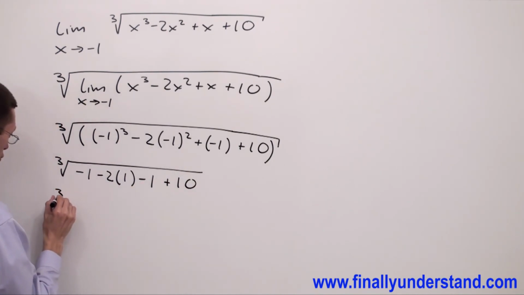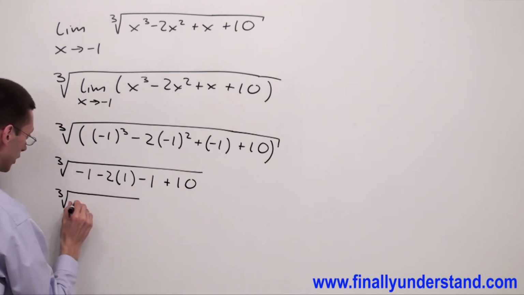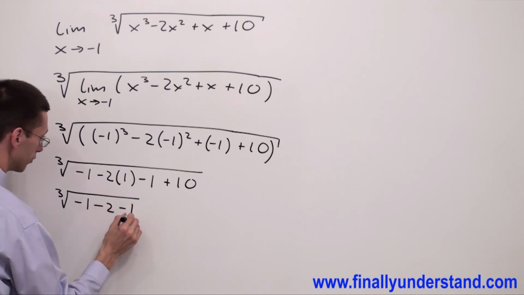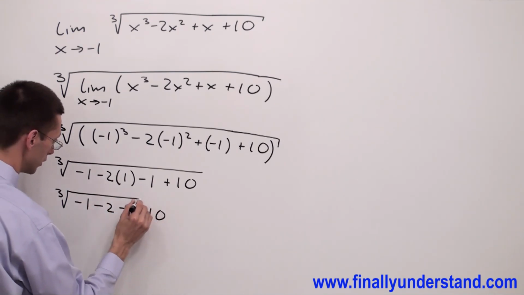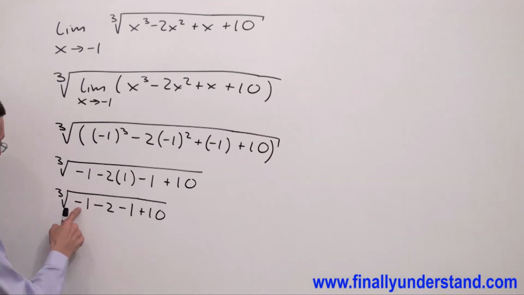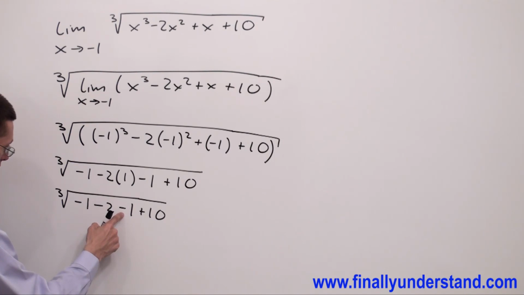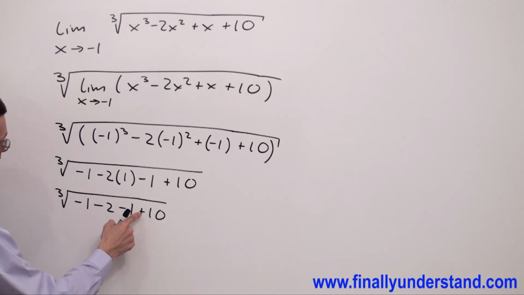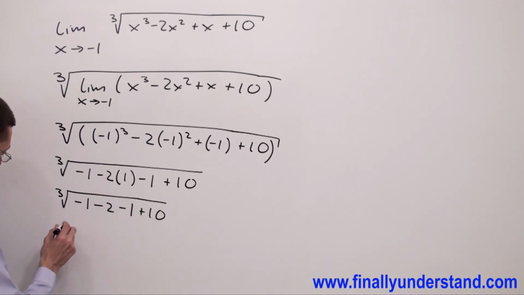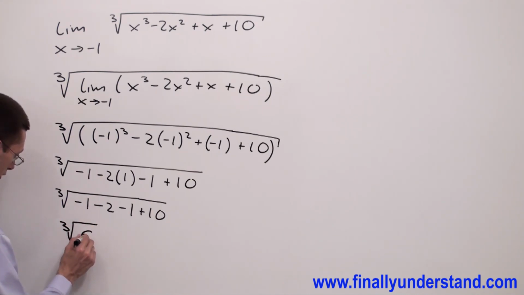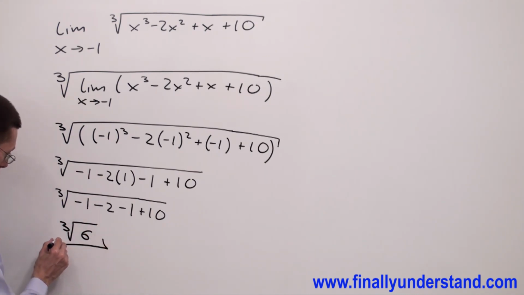This is the cube root of -1, -2, -1 plus 10. -1 and -2 is -3, -1 is -4, plus 10 is 6. So the answer is the cube root of 6. This is the solution to my problem.